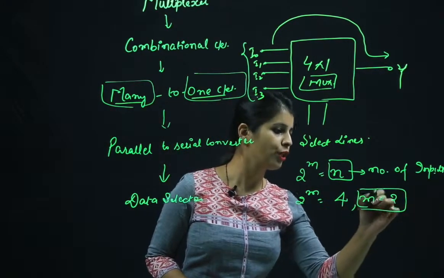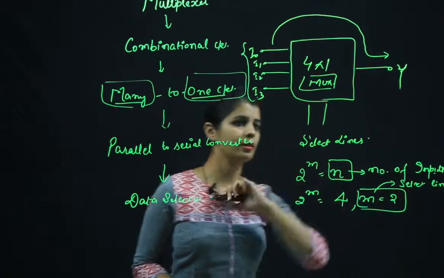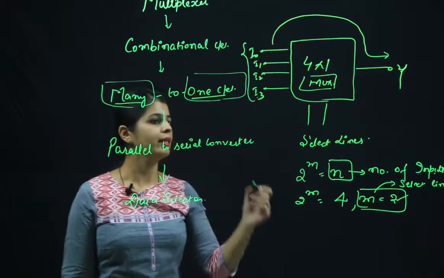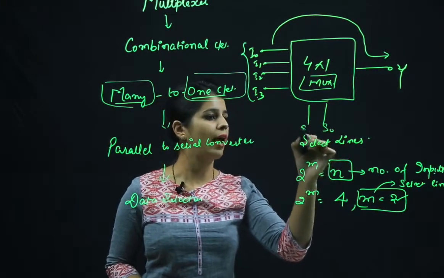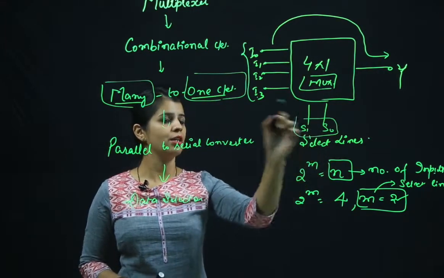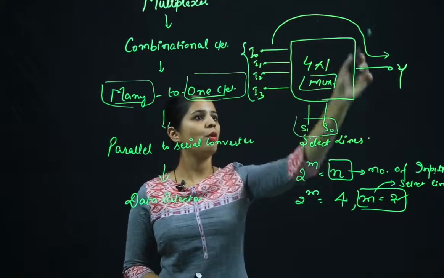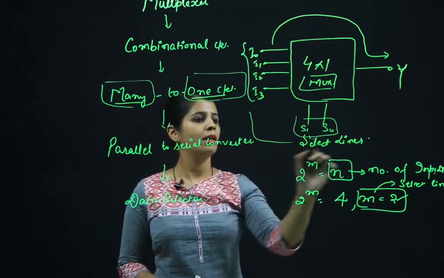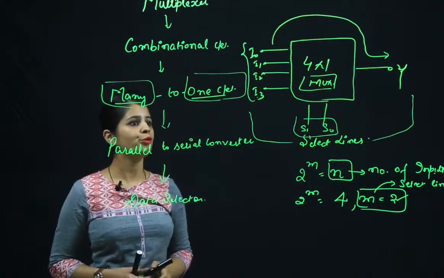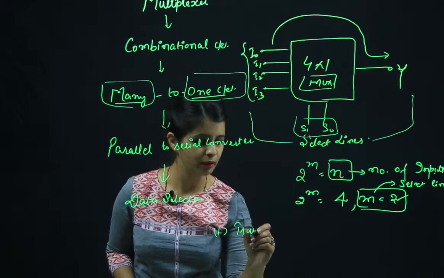So m gives you the number of select lines. So for this case I'll have 2 select lines, S0 and S1. This is how these 2 select lines are represented. So this is the basic block diagram, or you can say this is the basic black box of the multiplexer.